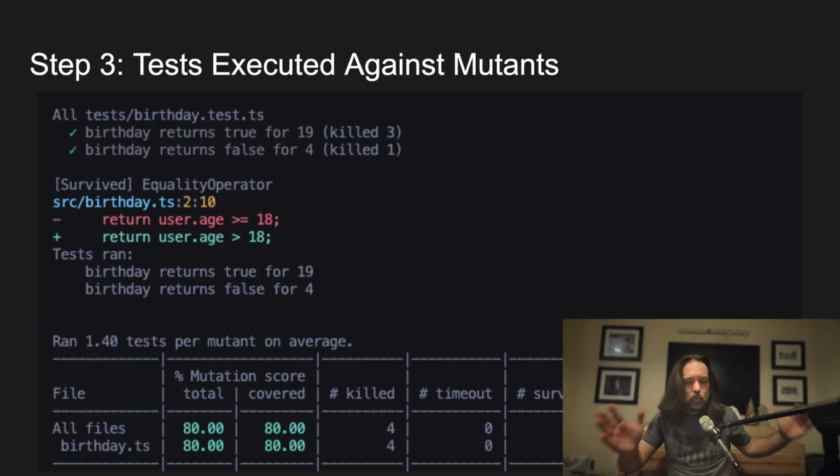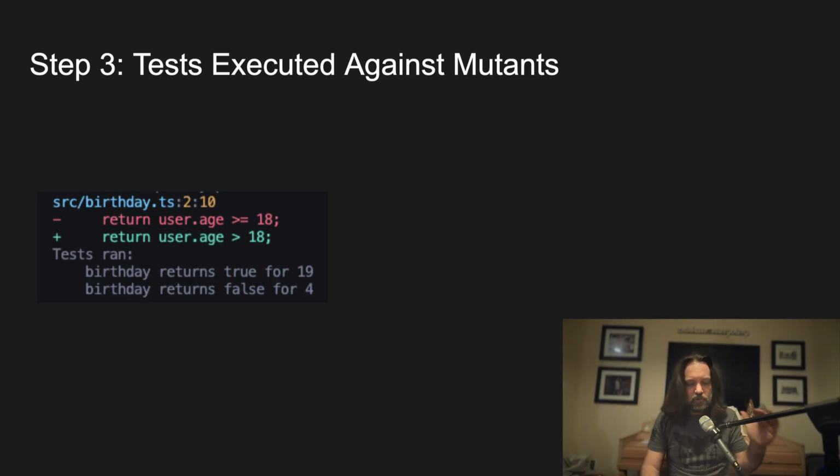So here's a report. And I get it's a bit overwhelming. So let's just focus on the mutant that it built. It changed, or mutated, your code from greater than or equal to 18 to greater than 18. So not greater than or equal to. And we already had 2 unit tests: your birthday returns true for 19, which means you're allowed in the club, and it returns false for 4. So if you're 4 years old, you're not allowed in the club.